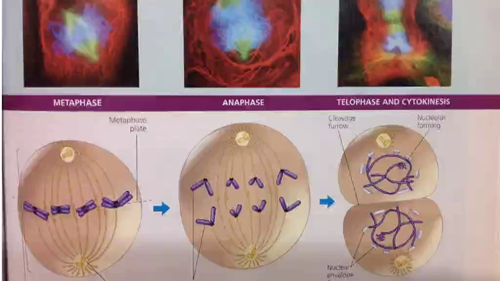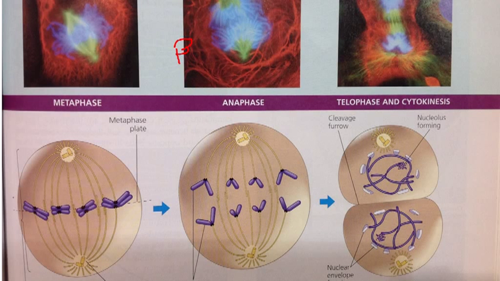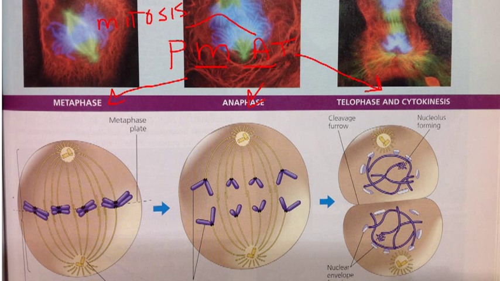So continuing on with mitosis, we have the final three parts of PMAT. Okay, so if you remember from the last video, I asked you to remember PMAT, and that's the stages of mitosis. Okay, PMAT meaning prophase, and then metaphase, anaphase, and then finally telophase and cytokinesis.